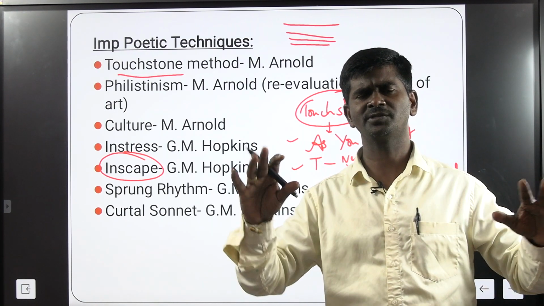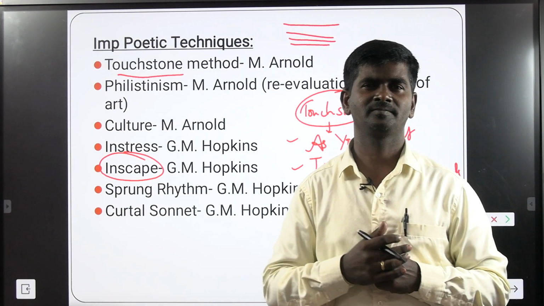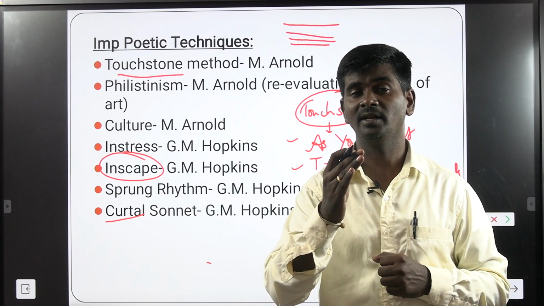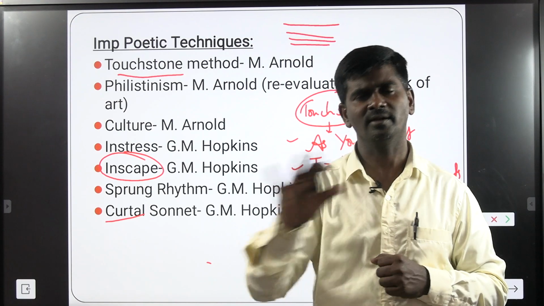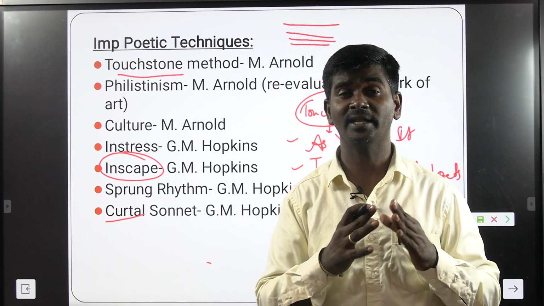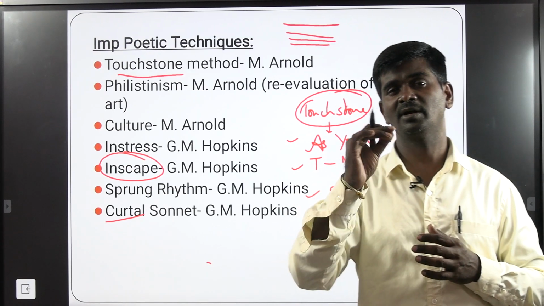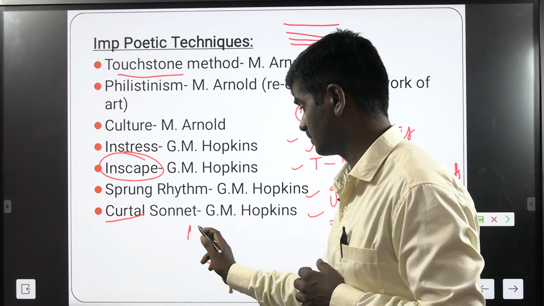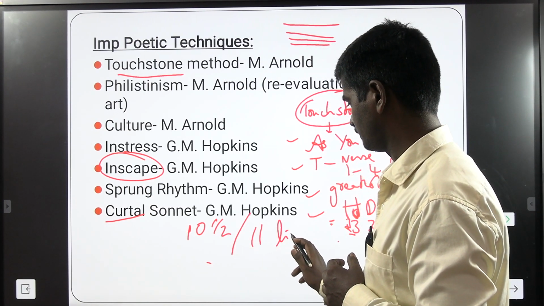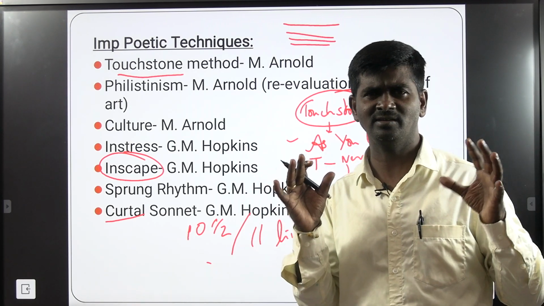Everybody knows this. But according to G.M. Hopkins, curtal means cut short. A sonnet composed in 10 and a half or 11 lines is called a curtal sonnet. What is a curtal sonnet? A curtal sonnet refers to a sonnet composed in 10 and a half or 11 lines. So according to Hopkins, a sonnet can be composed in 10 and a half lines or 11 lines. That's it. This is the curtal sonnet. Very simple bits, my friends.